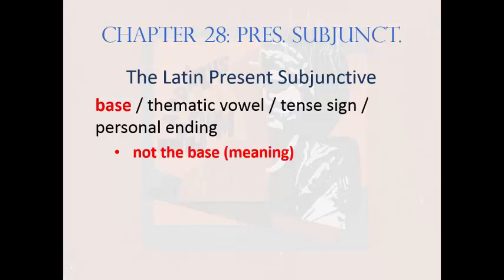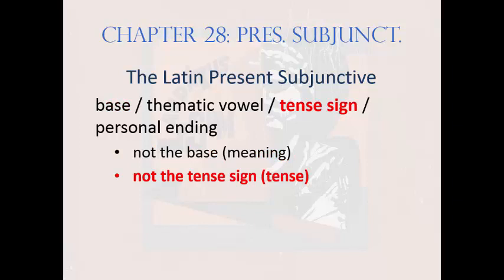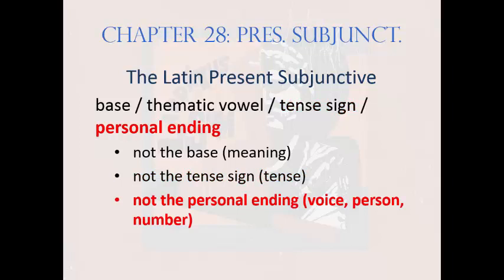No, it can't be the base. That's for meaning. What else is there? What about the tense marker? Same thing. That's for tense, not mood. Leave it alone. What about personal endings? What signals the person, number, and voice of a verb? Gods forbid, aren't those busy enough? You already have 12. You want 24? No, get your moody mitts off those endings.